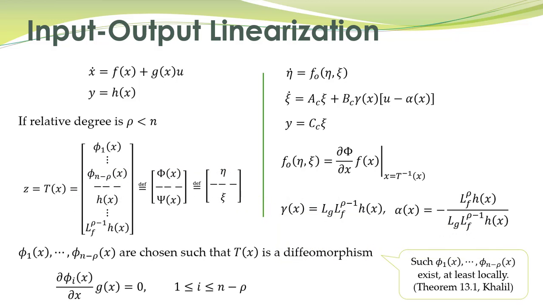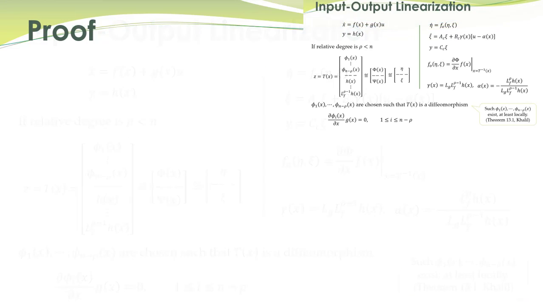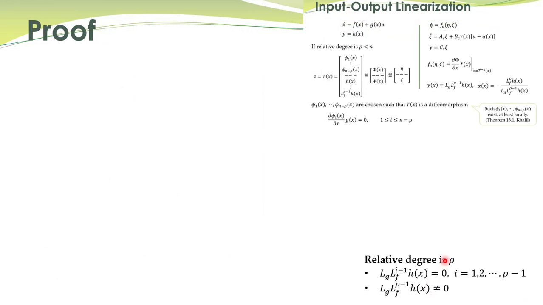First we want to prove this thing, that is, this state transformation will transform this nonlinear system into this normal form. We want to prove it. So the proof of this statement is simple. Relative degree equal to rho. What is its meaning? We have defined relative degree, and if relative degree is equal to rho, then this Lie derivative is equal to 0 for i equal to 1 up to rho minus 1, and this Lie derivative is non-zero. This is from the definition of relative degree.